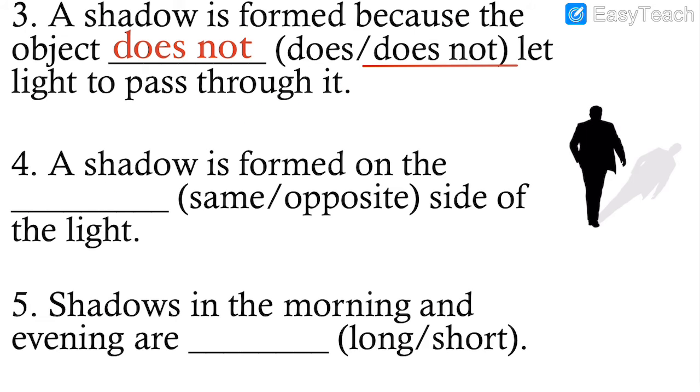Number 4. A shadow is formed on the dash side of the light. On which side of the light is a shadow formed? Same side or opposite side? A shadow is formed on the opposite side of the light, not on the same side. See, the light is falling from this side, and the shadow is formed on the opposite side, as you can see. Light falls here, and the shadow is formed on the opposite side. So let's underline opposite. Also let us write it in the blank.